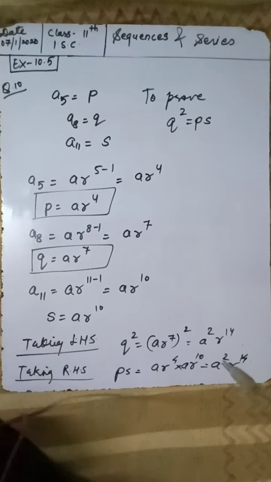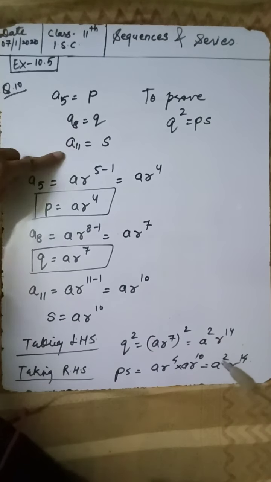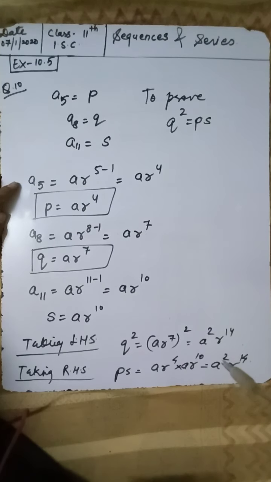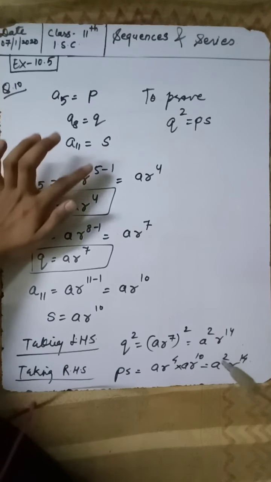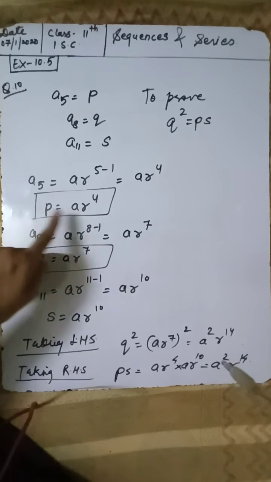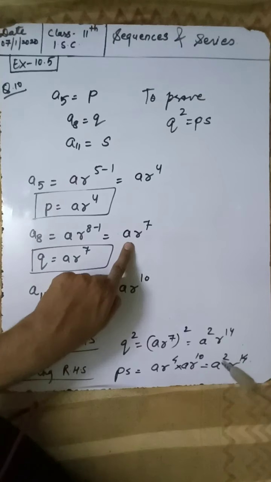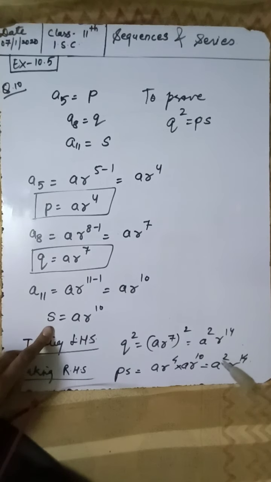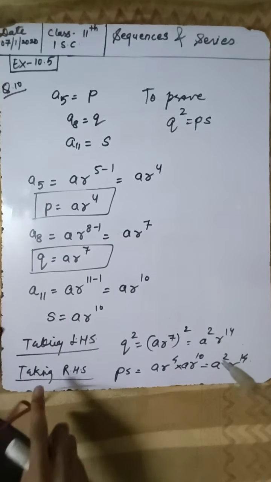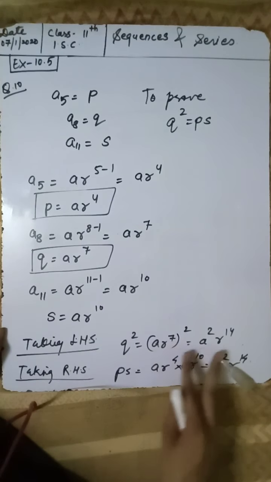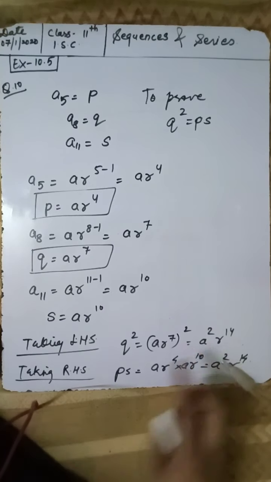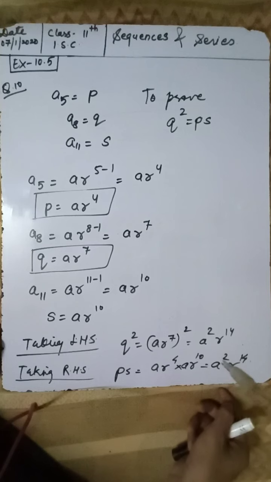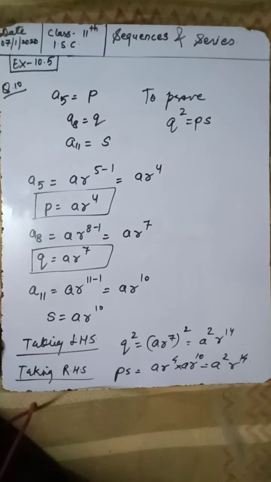Here we have A5, A8, A11 as P, Q, S, and we need to prove Q square equals PS. According to the formula, A5 is a r to the power 5 minus 1, a r to the power 4, so P is equal to this. A8 is a r to the power 7, so Q is a r to the power 7, and A11 gives S equal to a r to the power 10. Now LHS is Q square; squaring, we get a square r to the power 14. RHS is P into S; multiplying P and S, we get a square r to the power 14. So like that we can understand.